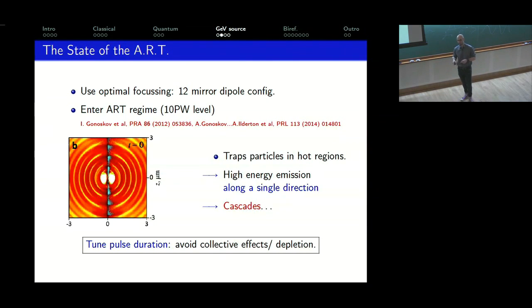Well, the way we get around that is by tuning the pulse duration such that you avoid the cascades, essentially. You let the cascade grow a little bit so that you've got lots of particles in your focus and they're all emitting, but you limit the pulse duration so the cascade can't grow so much that you get significant back reaction effects.